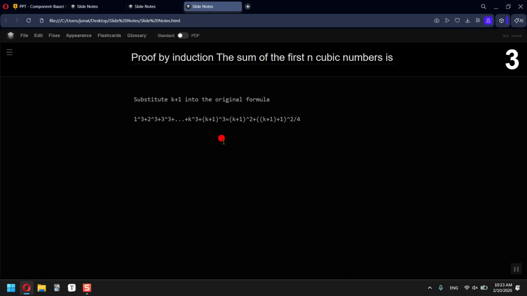substitute it with only k in the formula. So that would be k squared times k plus 1 squared divided by 4. Oh, thanks. The small one. Thank you. Okay.